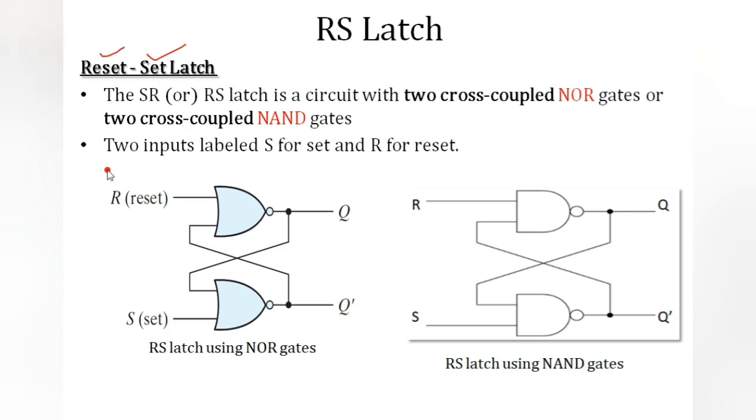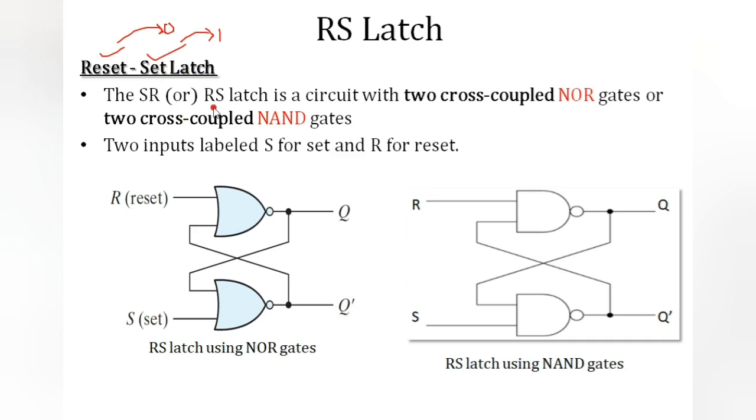So if the reset pin is active, if R is active, then the output becomes 0. That is nothing but the output is reset. If S is active, then the output is set to 1. Listen carefully. If R is active, then the output becomes 0. If S is active, then the output becomes 1. So observe these two words.